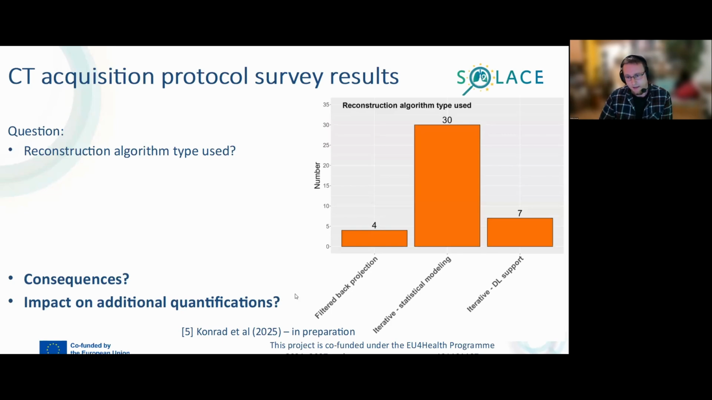So, and then if we want to add something, for example, emphysema, the question is, how would the impact be on those measurements with these changes in reconstruction algorithms? So that would be really interesting to know.